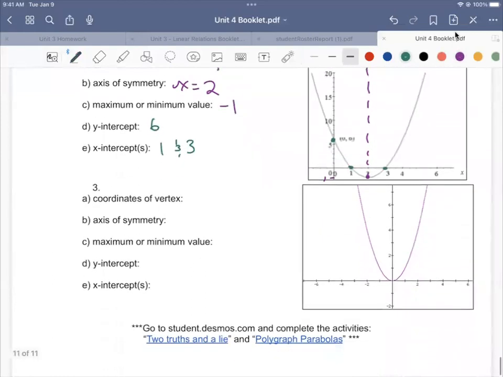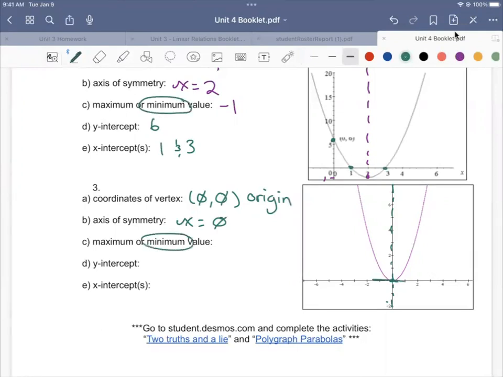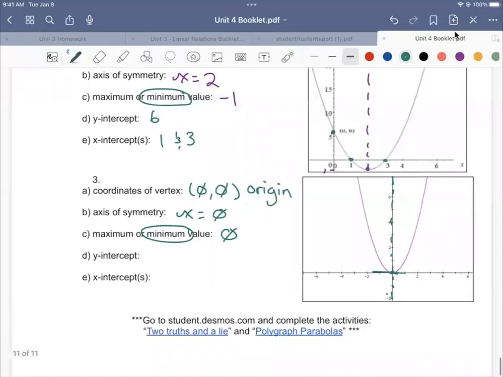If I take a look at the next example, I can see that my vertex is at (0, 0), because it's right at my origin, which means my axis of symmetry is just my y-axis, where x is equal to 0. I have a minimum value here. Sorry, that should be minimum as well. Minimum value of 0. My y-intercept is just 0 because it's at the point that it crosses. And my x-intercept is 1 point at (0, 0). So again, my origin.